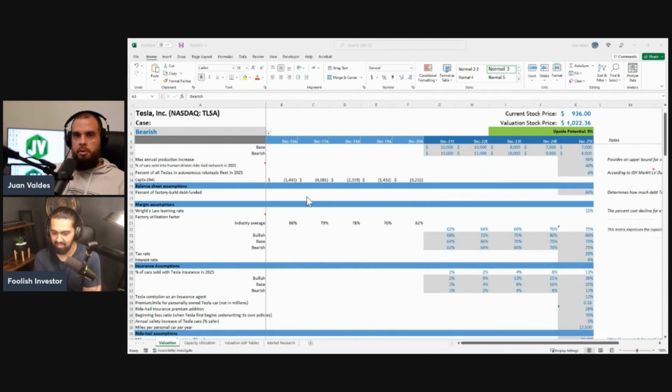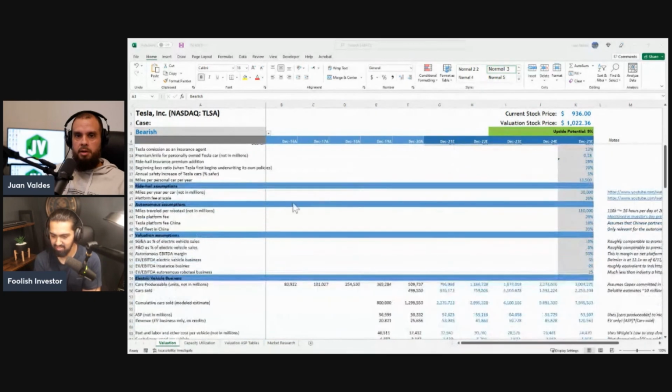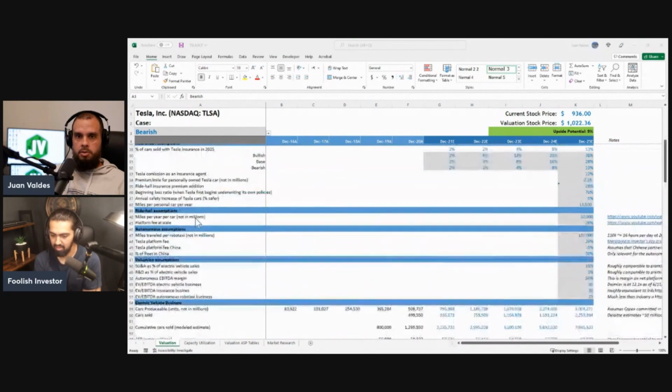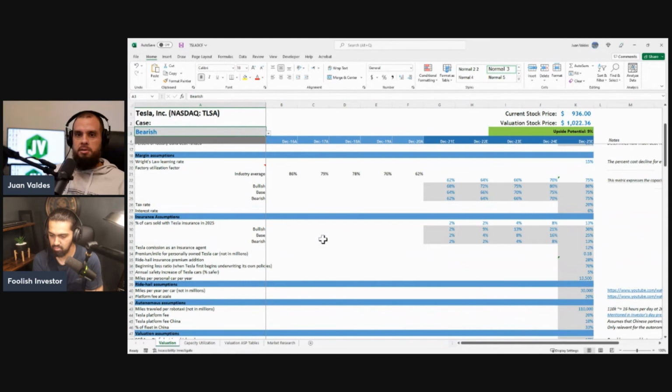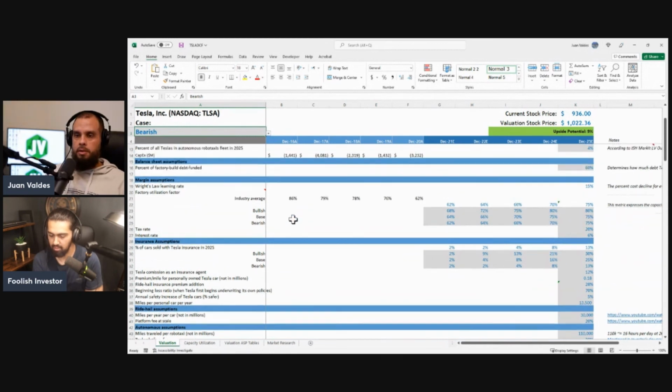Because I played around with this before the dilution. This is an old Tesla DCF, and I was just playing around. I did autonomous assumptions, electric vehicle, also their ride-hailing assumptions, and I based it kind of on what Uber was making, I guess. It's kind of fun. Insurance assumptions if they do sell insurance. So being able to add all those things.